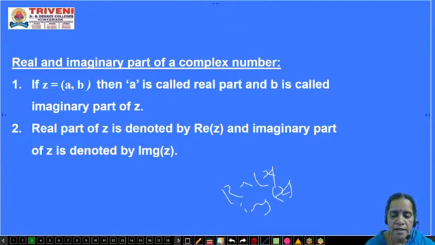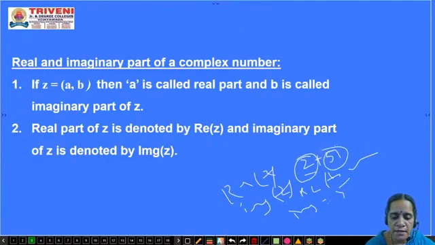Suppose we take a complex number 2 plus 5i. What is the real part here? Re of Z is equal to 2 and Im of Z is equal to 5. Here 2 is the real part and 5 is the imaginary part.